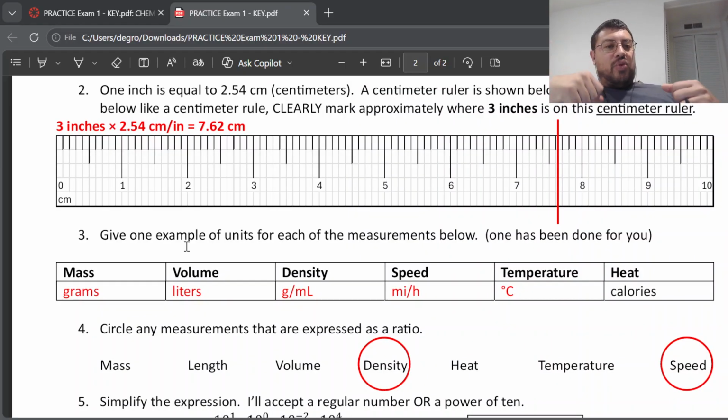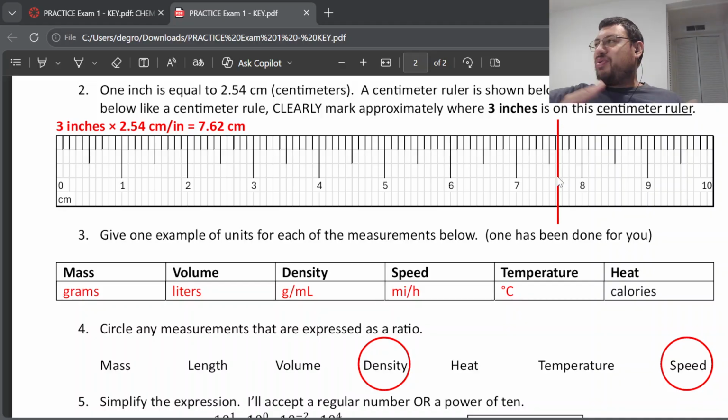All right, number 2, 1 inch is equal to 2.5, actually 2.54 centimeters. I draw an imaginary centimeter ruler below. Clearly mark on this centimeter ruler where 3 inches would be. If 1 inch is 2.54 centimeters, then 3 inches would be 3 times that. You can see me do a little bit of math here. So that would be 7.62, and I do my best to mark that in the ruler.